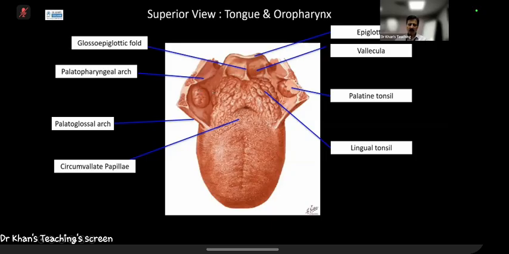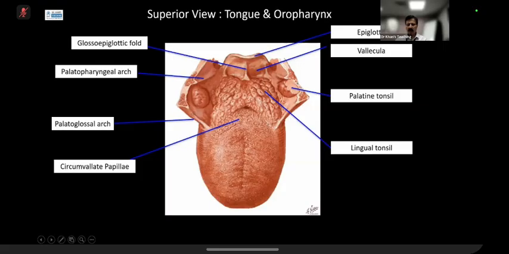If you see here, these are landmarks, these are tonsils. From the tonsils, there are muscles and mucosal folds here. This one is known as the palatoglossus arch, and there is a muscle there, the palatoglossus muscle also.